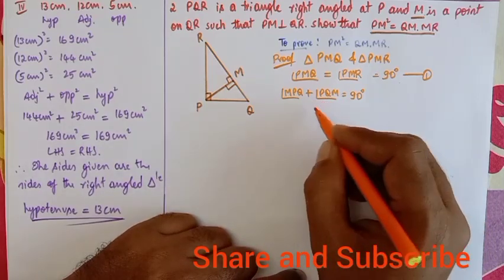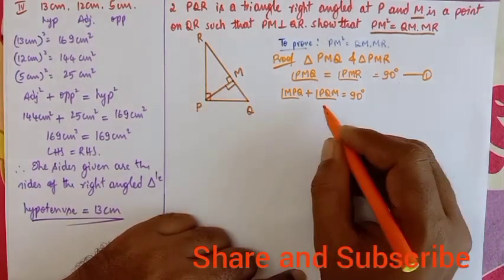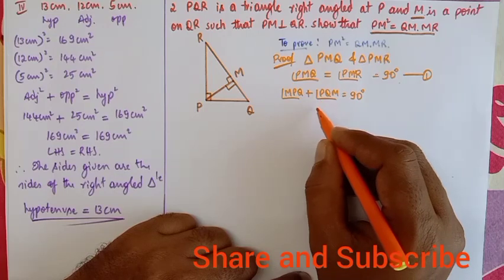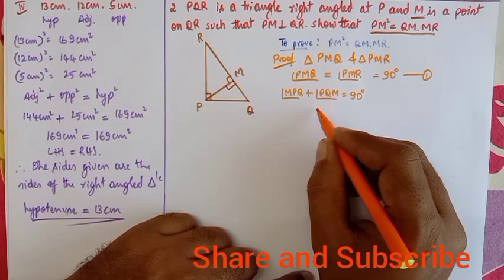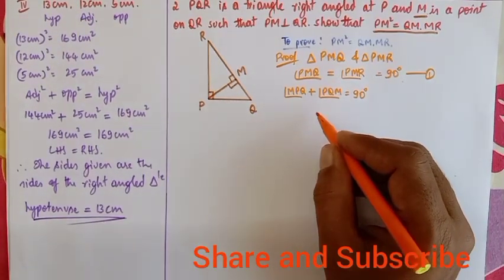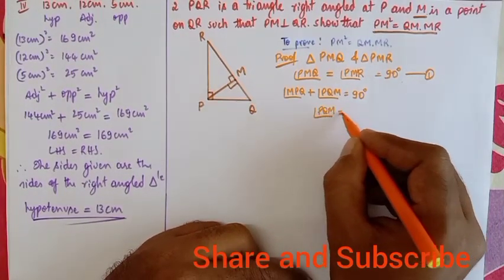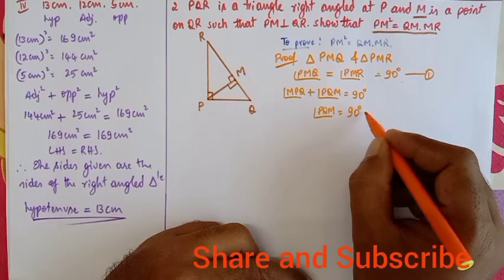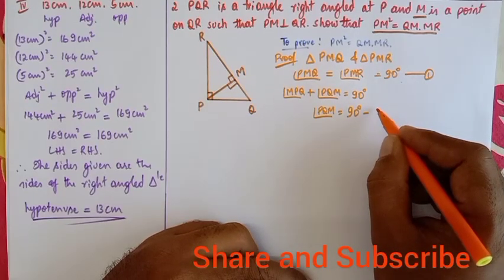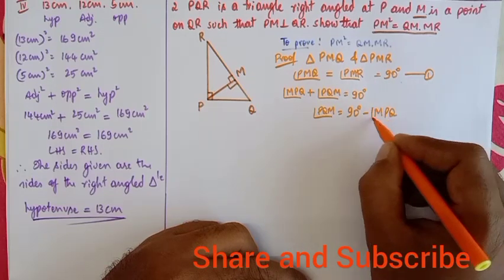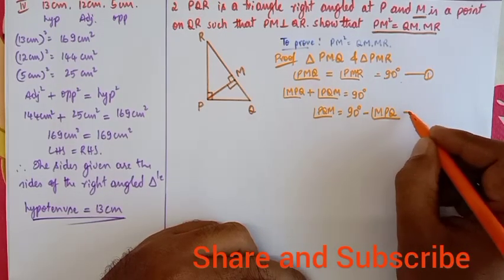So what I will do is consider angle PQM is equal to 90 degree minus MPQ. Let this be 2.